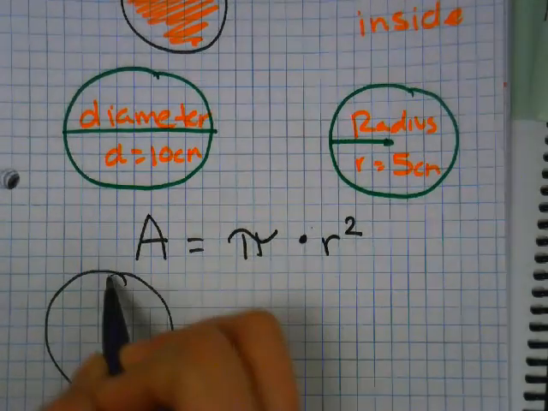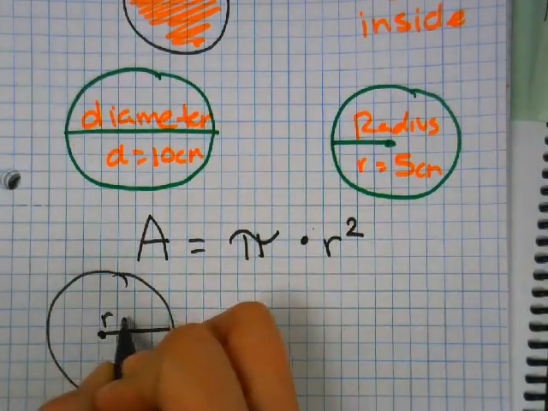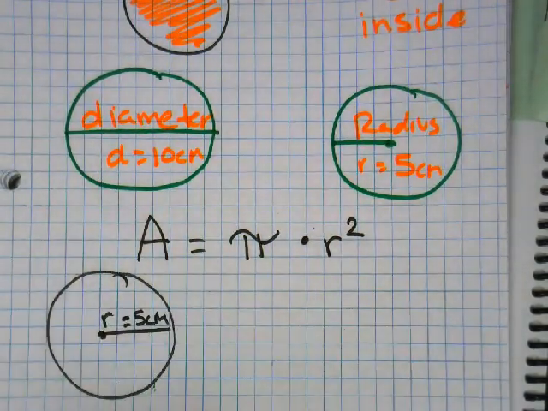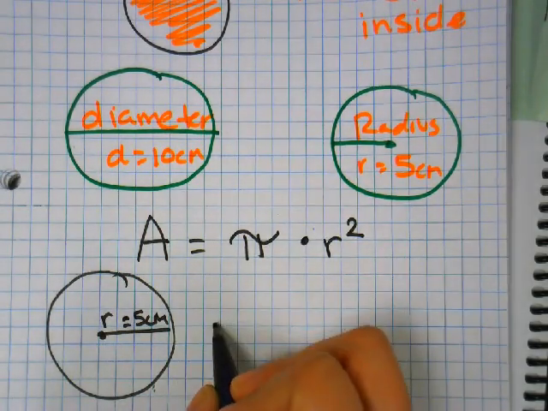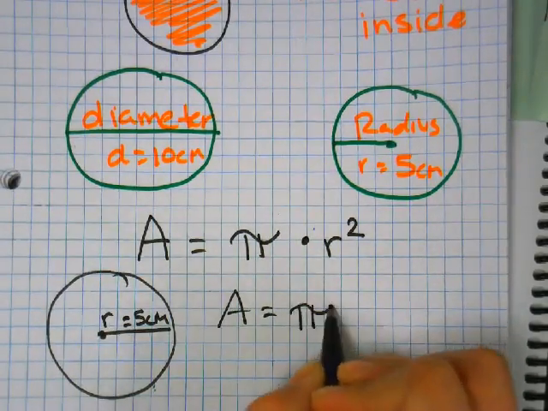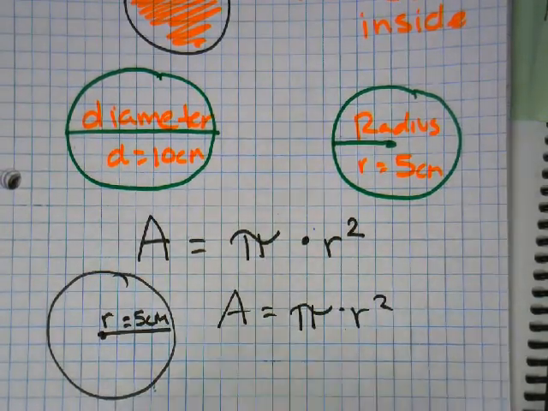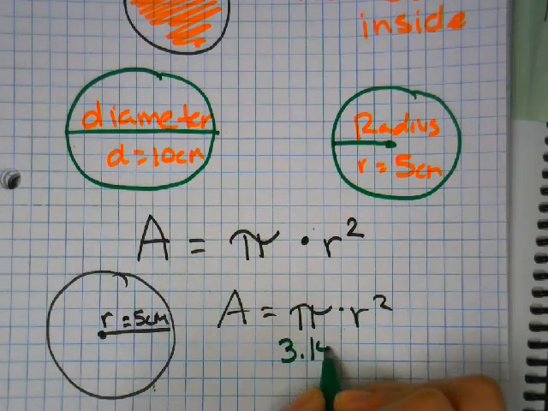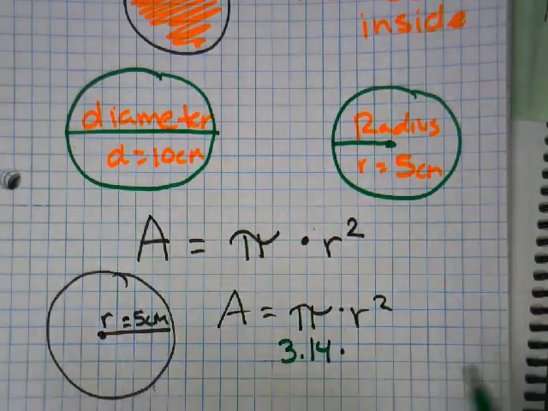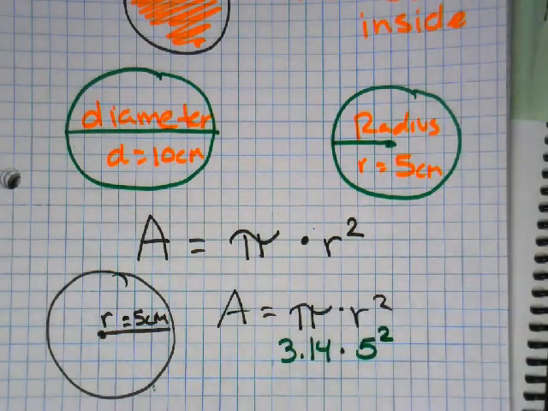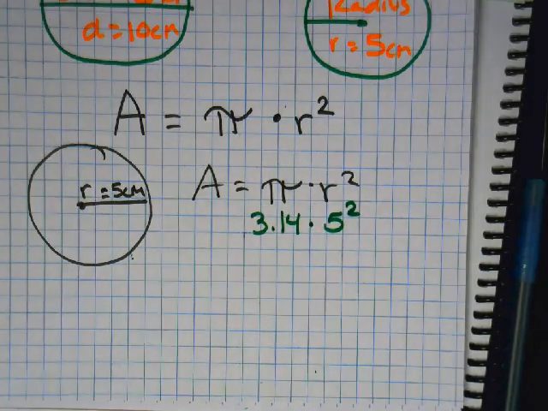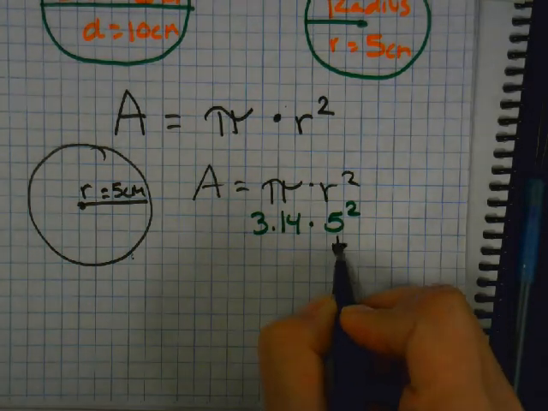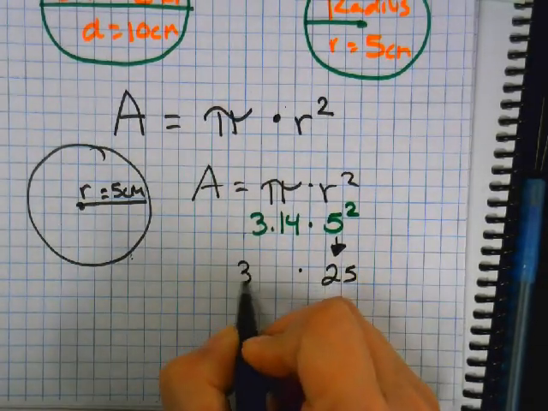So we have a circle. The radius is 5 centimeters. Area is equal to pi times radius squared. You should all know that pi is equal to 3.14 times, what's my radius? 5, and we're going to square it. So what math do I do first? The exponents. Exponents first. So this gives you 25 times 3.14.